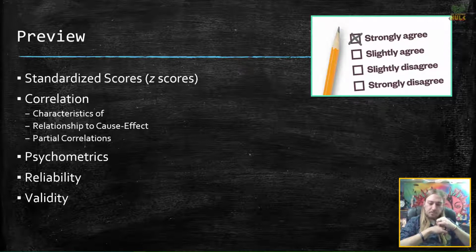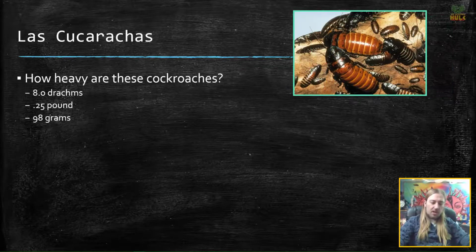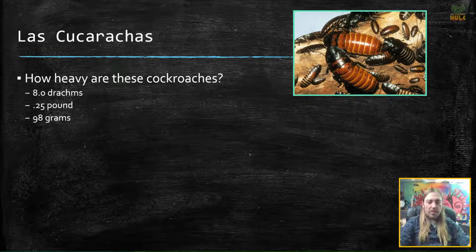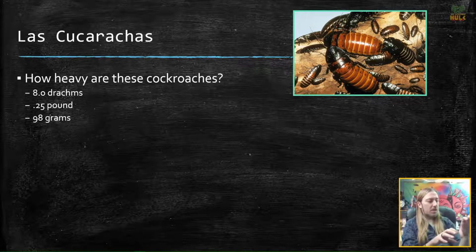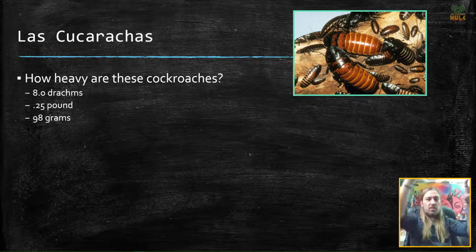Okay, so let's start by talking about standardized scores. Correlation is all about comparing two variables and seeing how they're related. Well, standardized scores is really about that too. Standardized scores allows you to take a variable, no matter what that variable is, and transform it into what's called a standardized score, and now you can compare it to this, to this, to this, and to all these different increments.